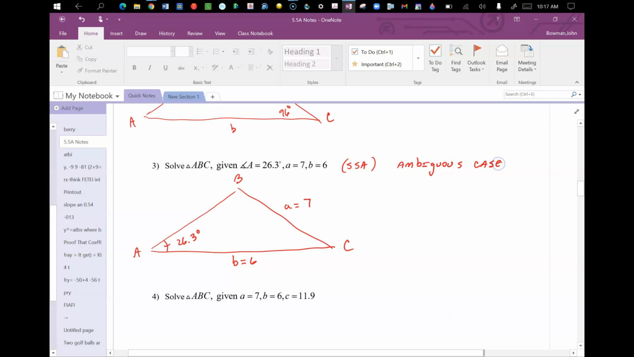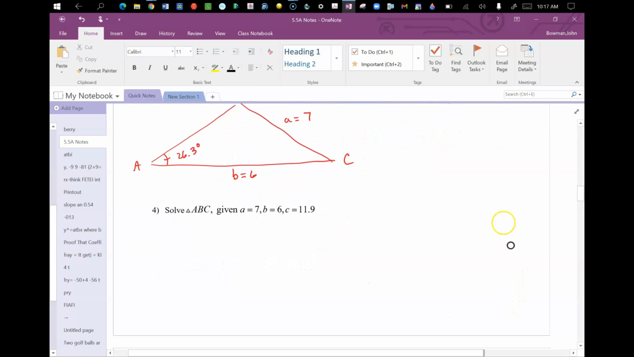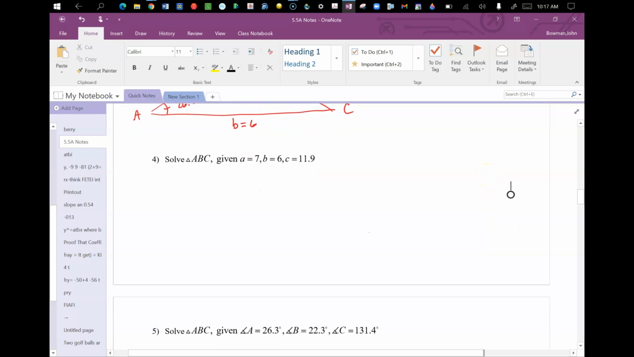And again, there could be no solutions, there could be one solution, there could be two solutions. And that's why it's called the ambiguous case. We will delve into that in the next lesson. So let's take a look at the next problem.